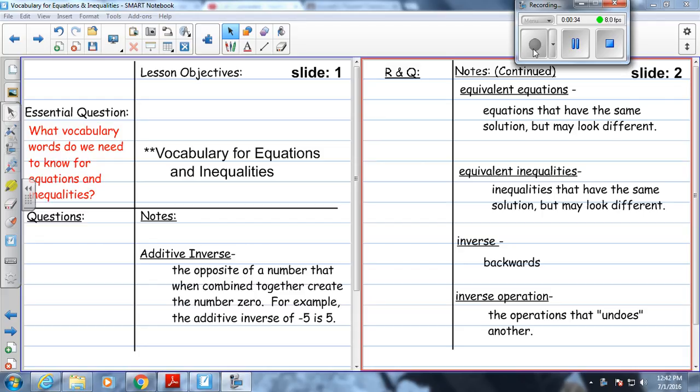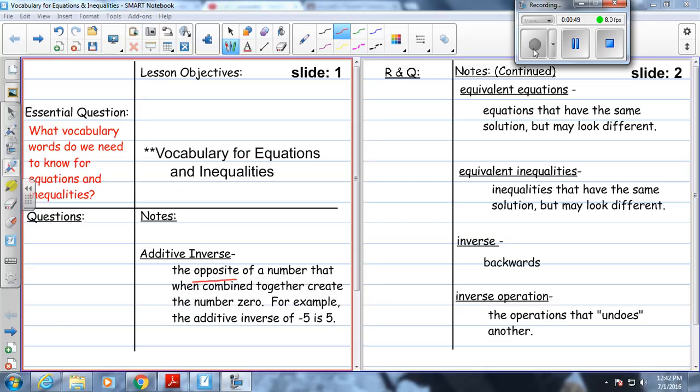First thing we have is our additive inverse, and that's when you combine a number with another number, and it creates the number 0. So for example, the additive inverse of -5 is 5. Additive inverse of 5 is -5. And really, it's just a fancy word for opposite.